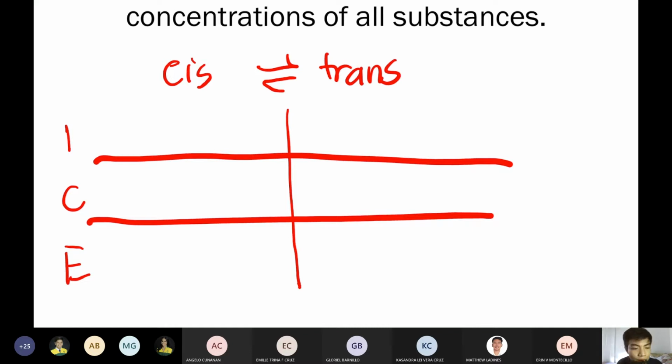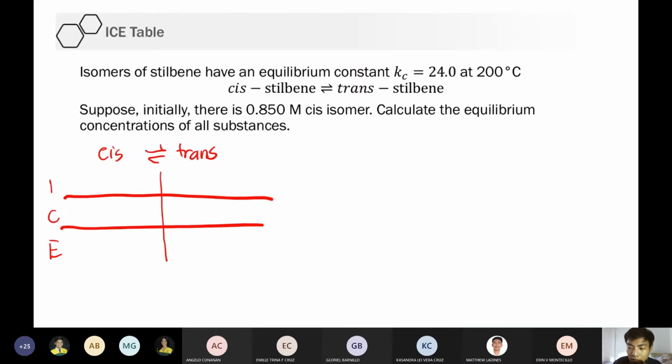So, I, as I told you, initial amounts yan. Okay? So, tingnan natin yung problem. Basahin natin yung problem ulit. Ano yung initial amount ng ating species? Sabi, sa second sentence, suppose initially there is 0.85 molar cis isomer. So, ibig sabihin nun, 0.85 molar ang cis isomer natin. So, susulat ko lang 0.85. Hindi ko nilalagay yung unit. Understood na, molarity na yan.